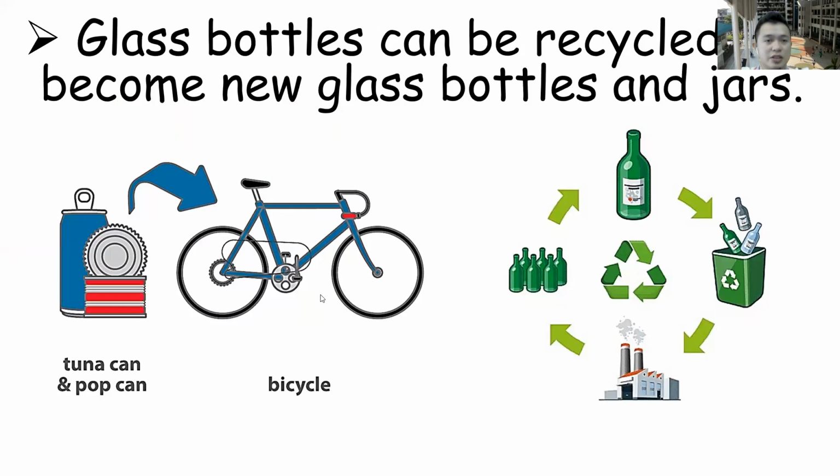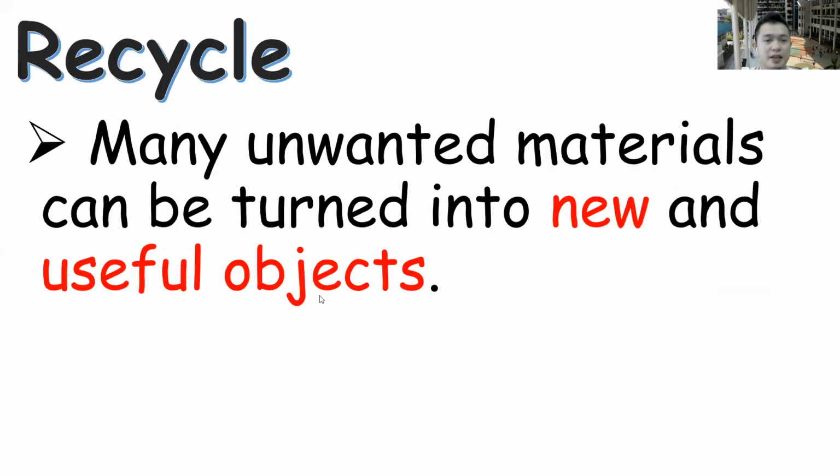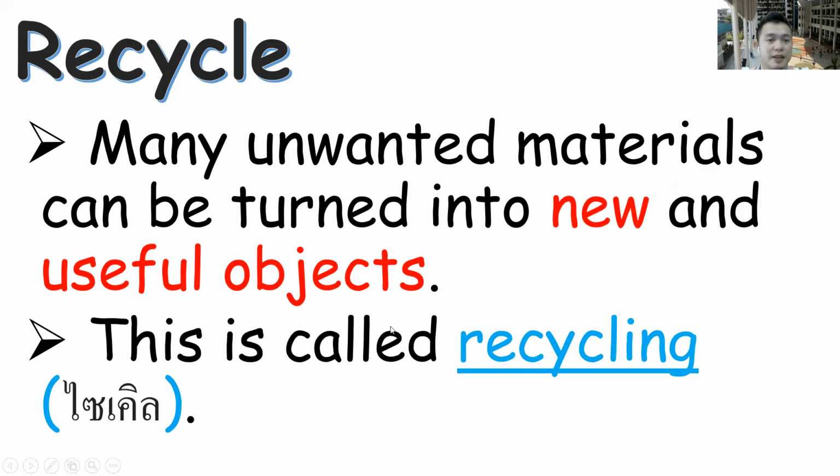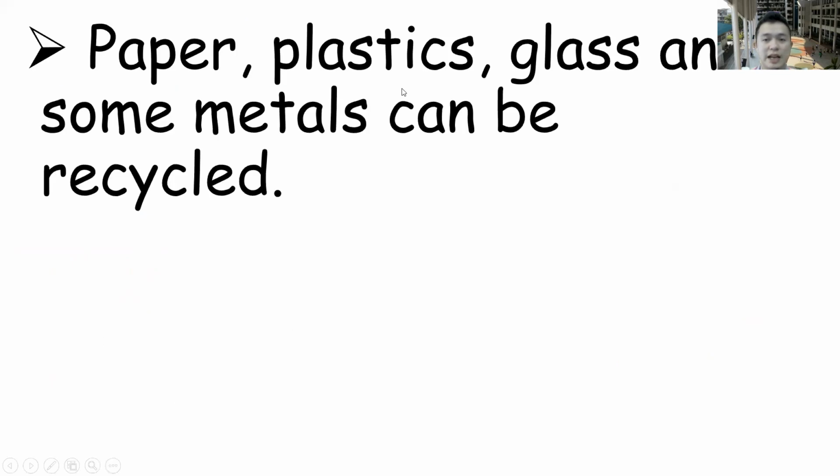Okay, so glass bottle. So recycle. Many unwanted materials can be turned into new useful objects. All right, so this is called recycling. Number one, paper, plastic, glass, or many more. So some metals can be recycled.